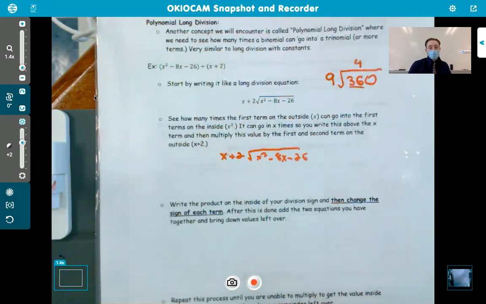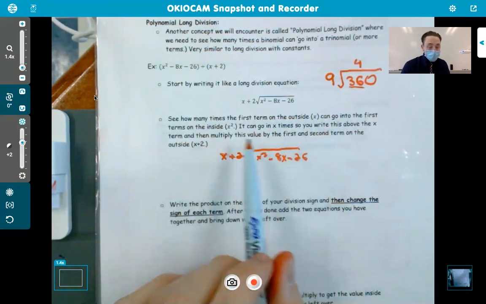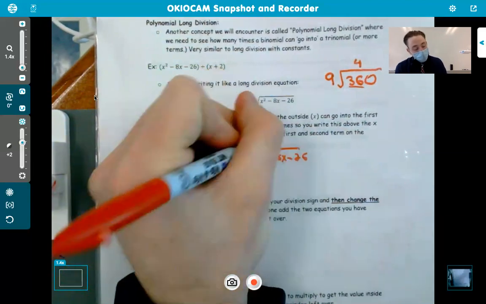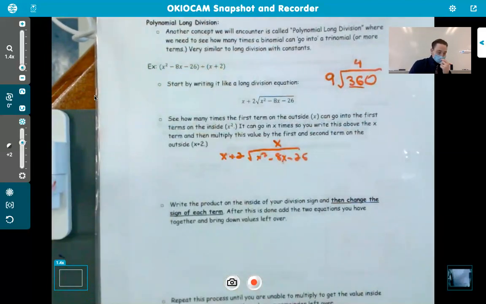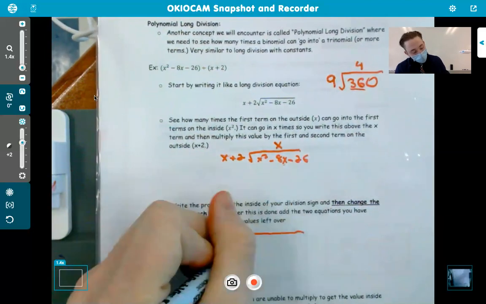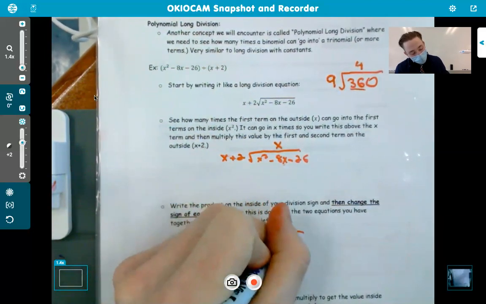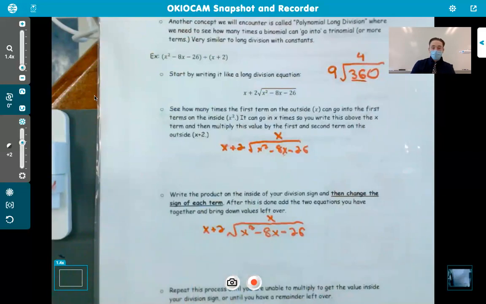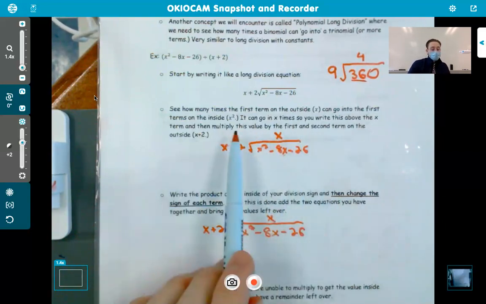So x times x. Right, good, x. And you see there, it goes in x times. We're going to write that above the x term. So you see here, I have the x squared term, x term, constant term. I'll write the x up here. So that's always the first thing you're going to do: ask yourself, how many times does that first term on the outside go into the first term on the inside? Okay.